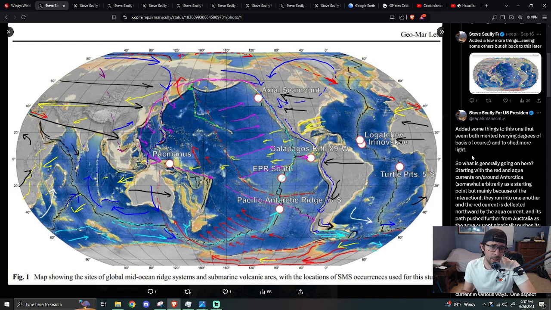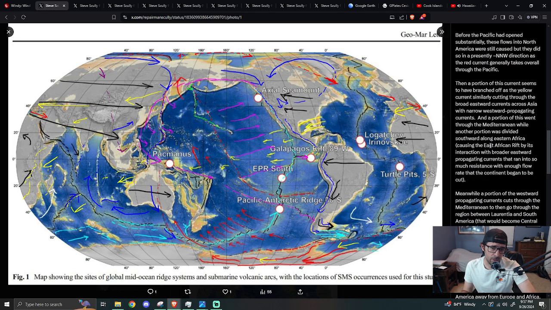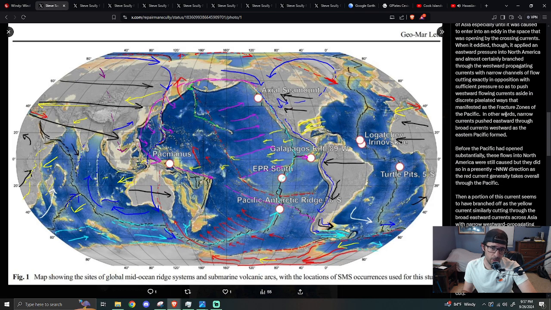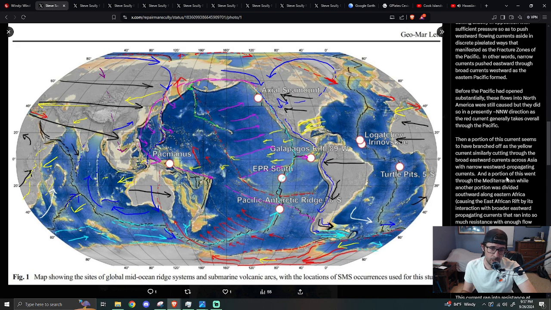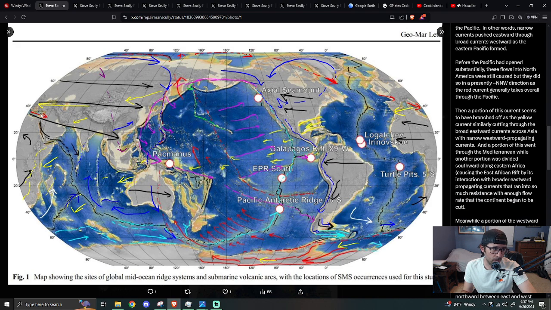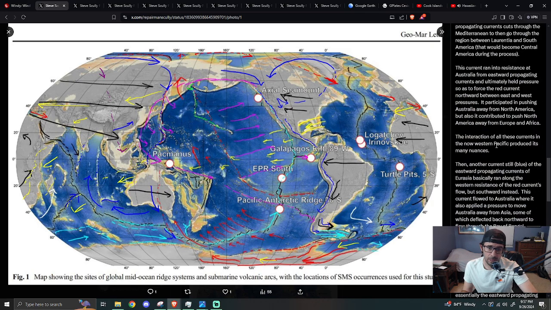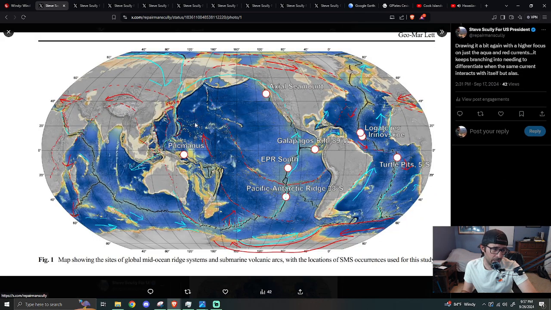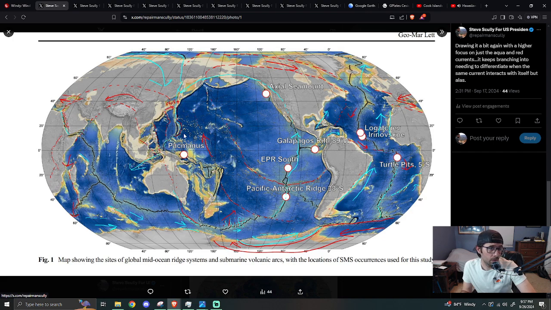Added some things. So what is generally going on here? Started with the red and aqua current. Okay. We'll just assume I described it. Fracture zones. This makes a portion through the Mediterranean, East African Rift area. Okay, it's fine. Then I added a bit more where I was thinking higher focus on the aqua and red currents, so I just redrew it with just these currents where it goes across and goes up and wraps around.